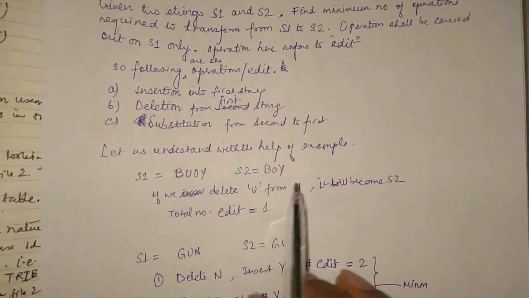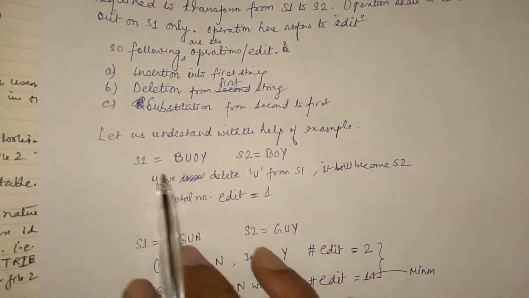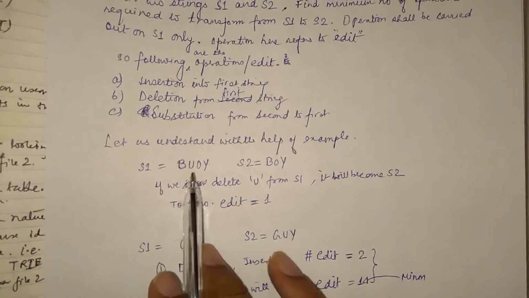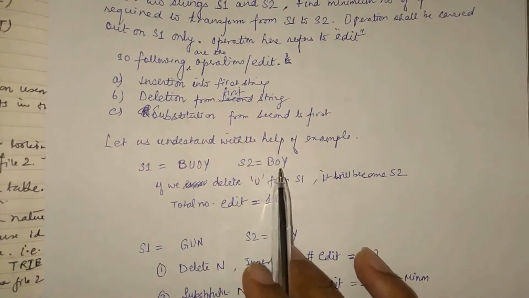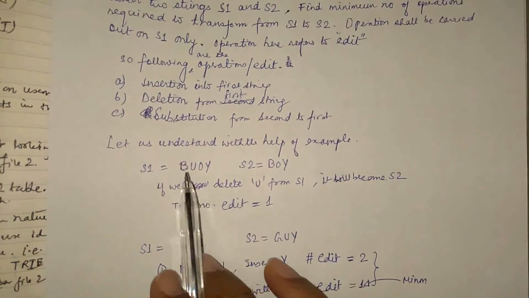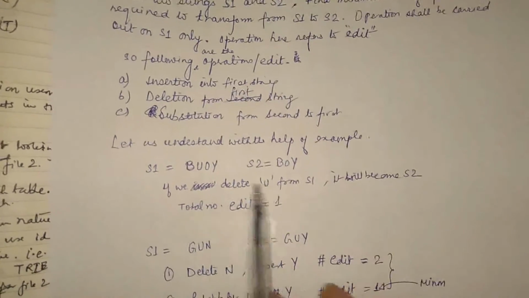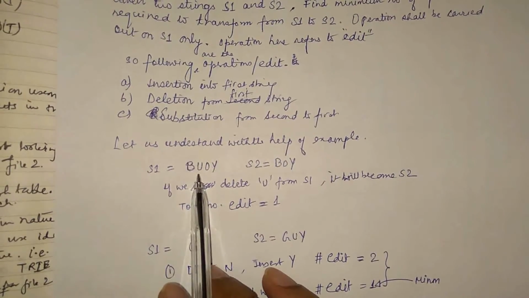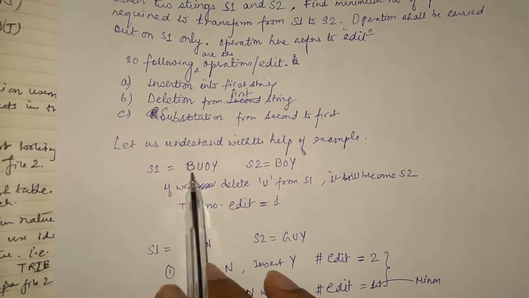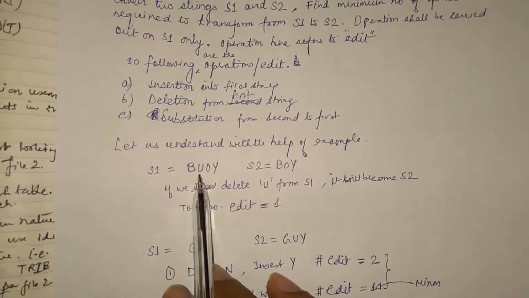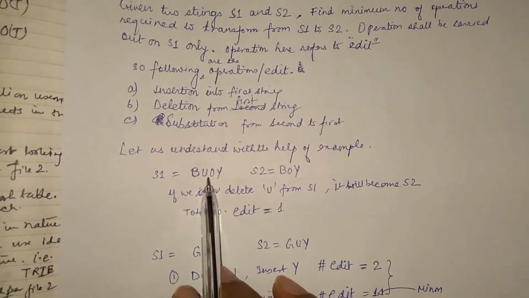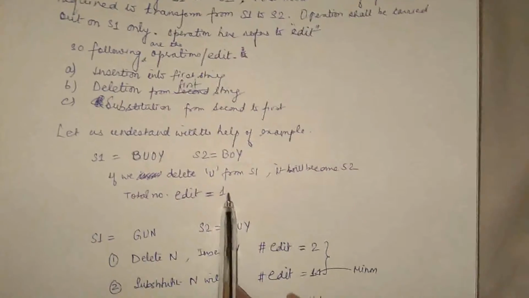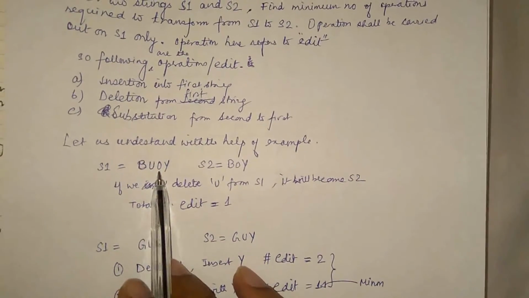Now let us understand with the help of one example. Let us suppose we have S1 string, that is BUOY, and another is BOY. Now how do we transform this S1 into S2? We can simply delete U in S1 after B. So that is, a deletion has taken place. So the total number of edits is 1, since we perform only one operation.